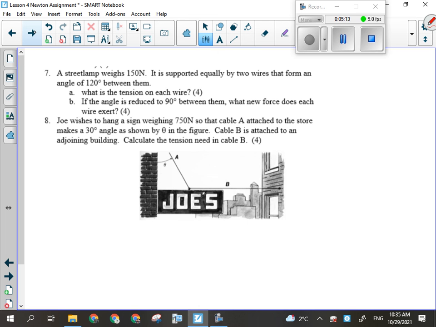Number 7 and number 8 we've done a whole bunch like these. We call these static condition examples, where the object's not moving, but there are forces acting on it anyway. In fact, we have done both of these questions. There are examples literally identical to these 2 questions somewhere that we have done.